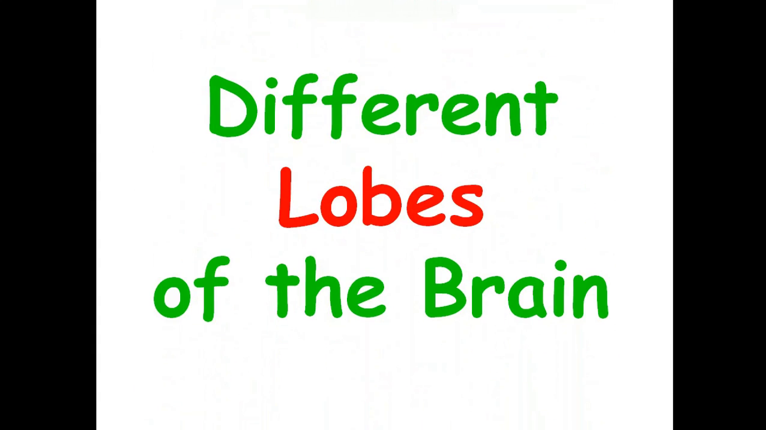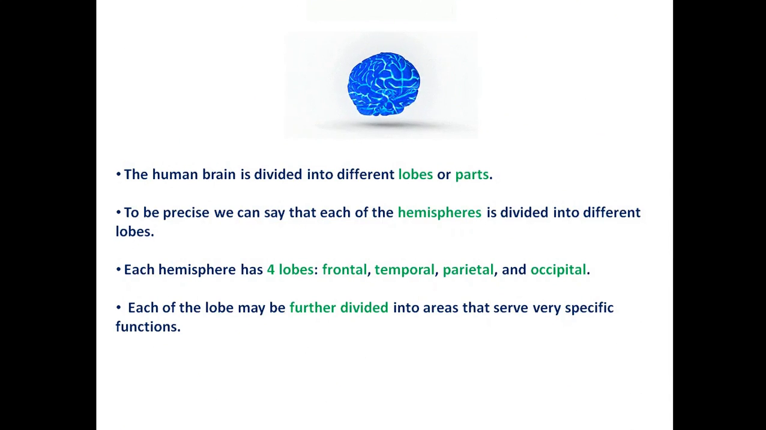Different lobes of the brain. The human brain is divided into different lobes or parts. To be precise, we can say that each of the hemispheres is divided into different lobes. Each hemisphere has 4 lobes: frontal, temporal, parietal, and occipital. Each lobe may be further divided into areas that serve very specific functions.